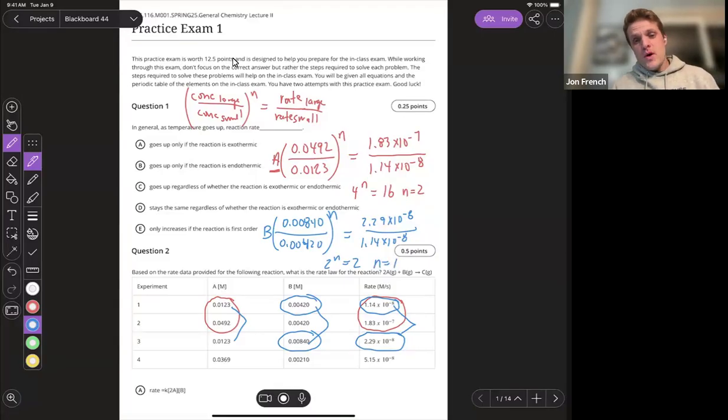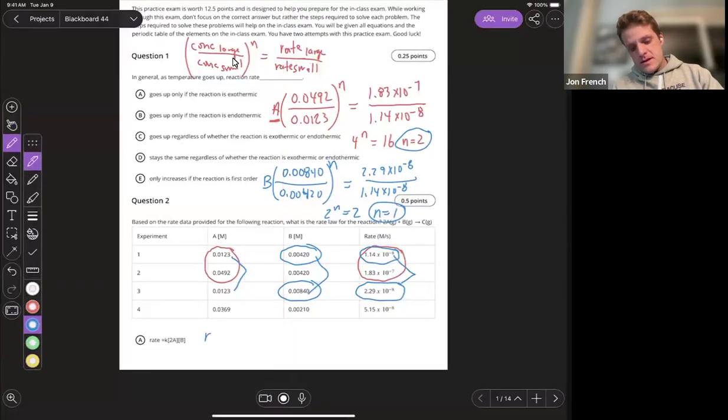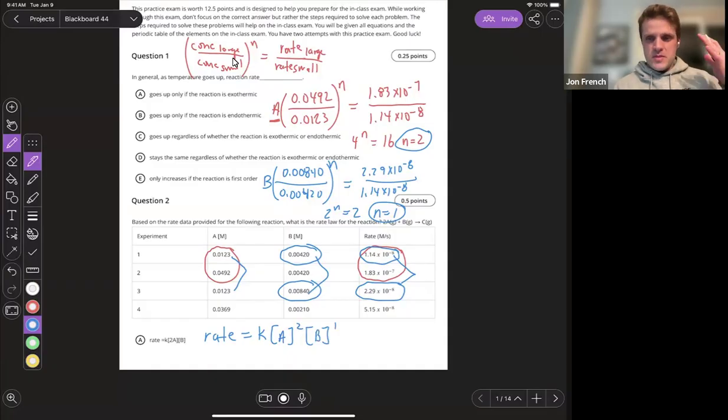So now we can write our rate law, because we know the reaction order with respect to A and with respect to B. So we put those both together and give myself some more room. We can say the rate law for this reaction equals the rate constant times the concentration of A squared, because we found it was second order, times the concentration of B to the first power, because it was first order. And then there's our rate law for this reaction.